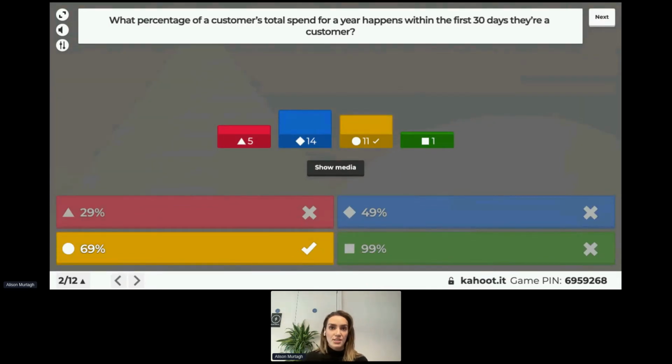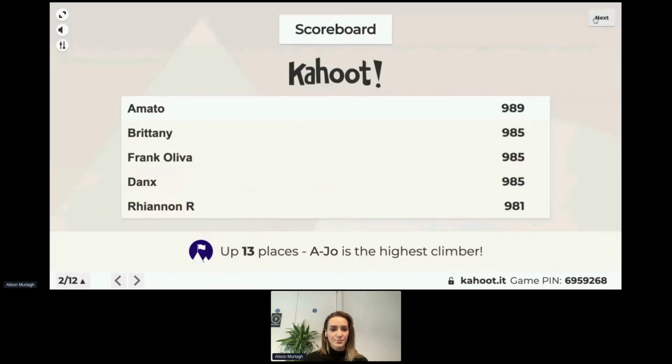So if you're looking to change this, a loyalty program is a great way to help you encourage repeat purchases beyond those first 30 days. It helps you to increase customer lifetime value and improve your average order value also. So let's see who's in the lead now.